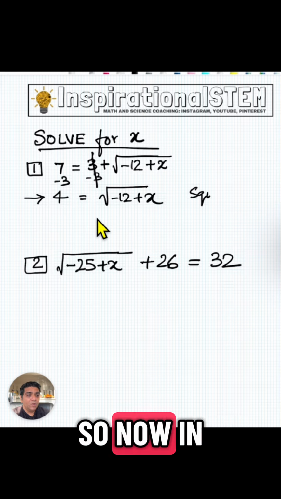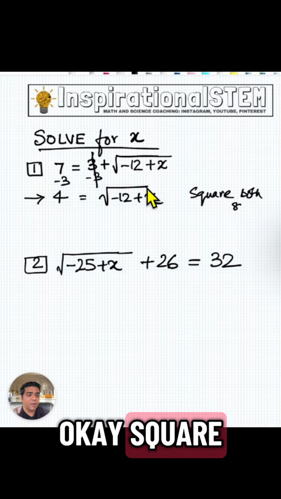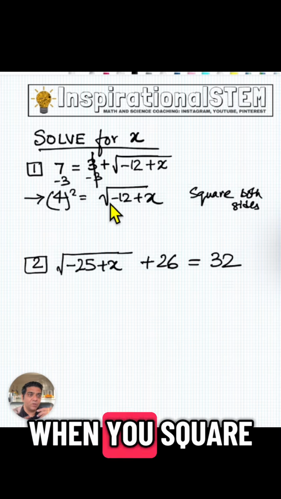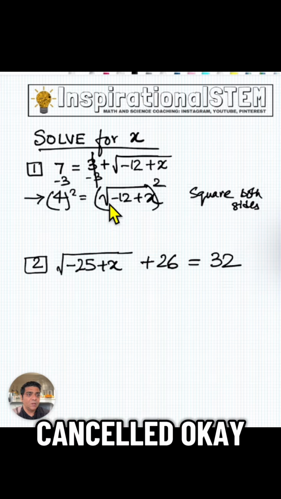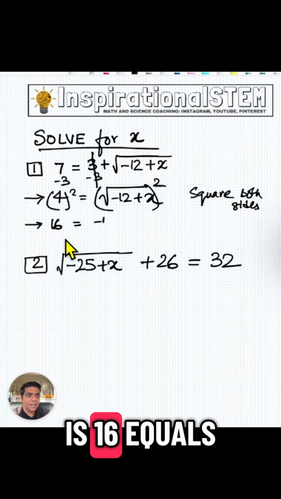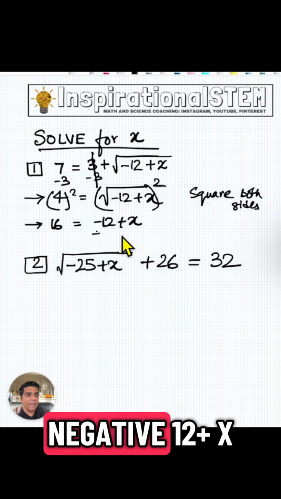So now, in order to get rid of the radical, we have to square both sides. Radical is essentially a square root, so it is in parentheses to the power of 1 by 2. When you square both sides, the 2's get cancelled and the radical will disappear. On the left hand side, 4 squared is 16 equals, you can just write what's inside the radical now, negative 12 plus x.